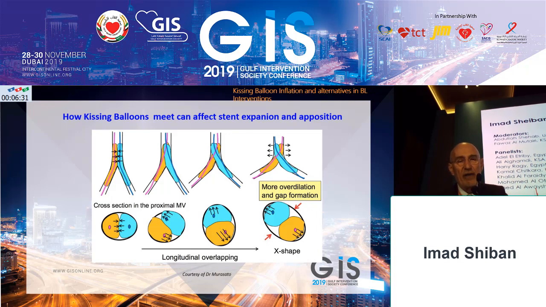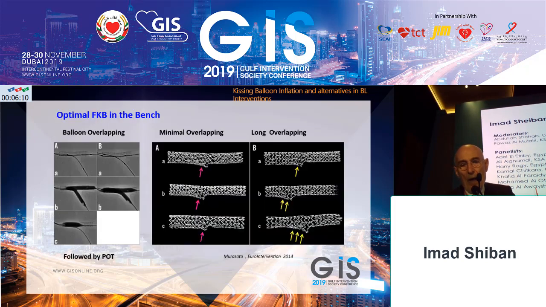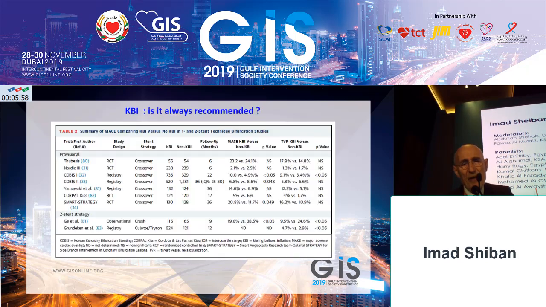And again, the overlapping of balloons can also cause dilatation and gap formation, as you can see in this scheme, and keep some part of the vessel wall uncovered by the stent. And of course, minimal overlapping will give a more conformable stent to the bifurcation than long overlapping.